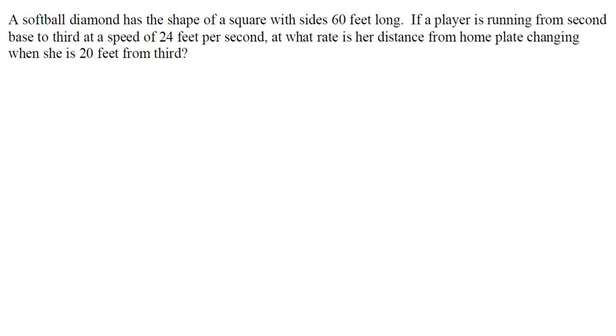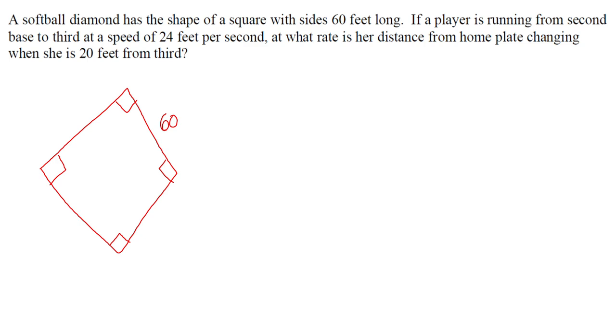We've got a softball diamond that's in the shape of a square. The sides of the square are 60 feet long. We got a player that's running from second base to third base. So let's draw the baseball diamond. It's just a square. Ooh, that's a really bad square, but it doesn't really matter. The sides are 60 feet. Remember, it doesn't look like it, but this is a square. We'll put our bases out there.